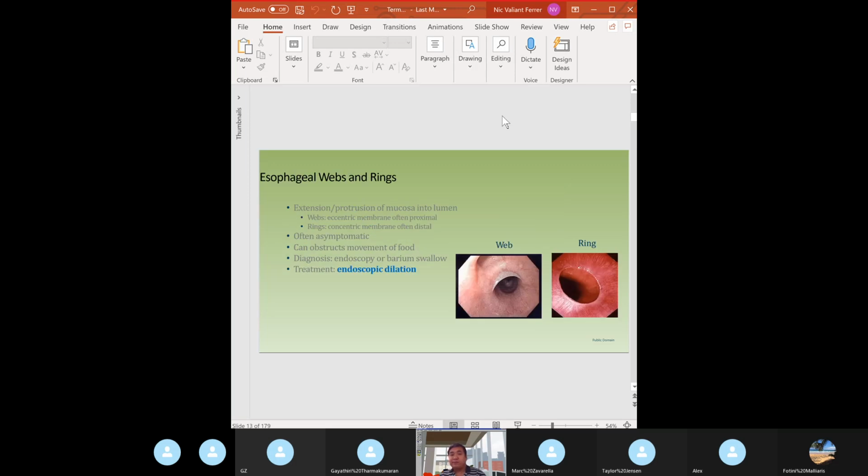So we also have some esophageal webs and rings. What are these? These are extensions or protrusions of mucosa into the lumen. Webs are eccentric membranes, often proximal, that protrude into the lumen, while rings are concentric membranes, often distal, that protrude into the lumen. So it's often asymptomatic. It can obstruct movement of food.